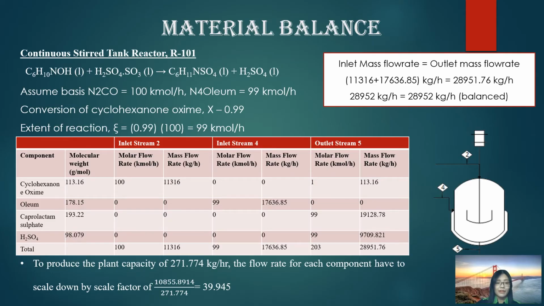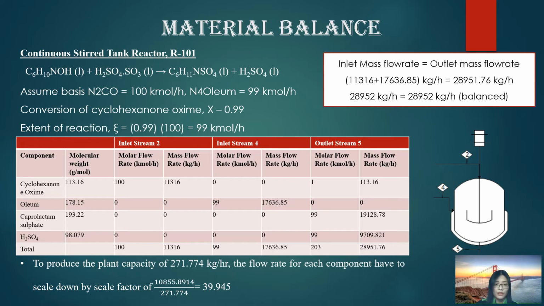Good day. I will continue on the material balance while Abu will explain the energy balance. Let's take continuous stirred-tank reactor R101 as our example. First, we assume that the basis feed rate of cyclohexanol oxygenate is 100 kmol per hour, while for the other feed, 99 kmol per hour is fed into the tank reactor. The fractional conversion of cyclohexanol oxygenate is 0.99.